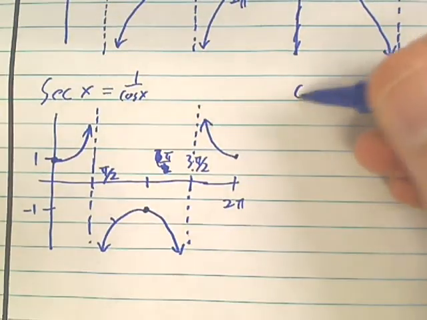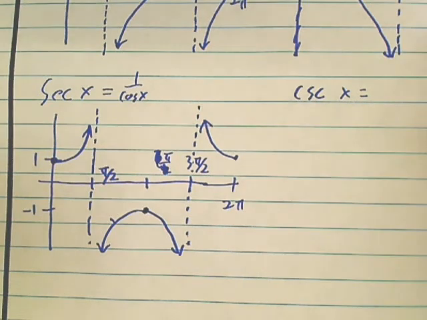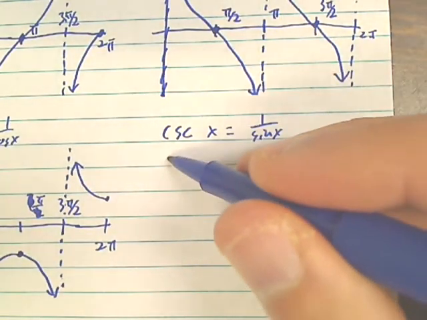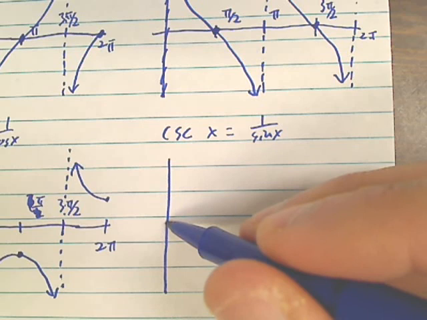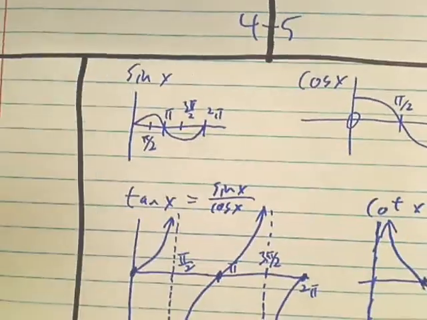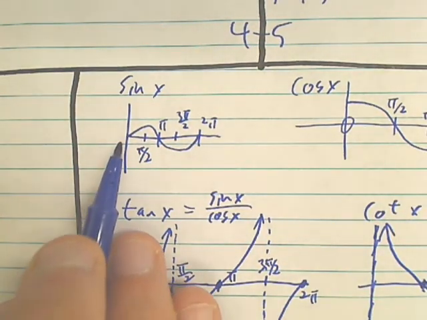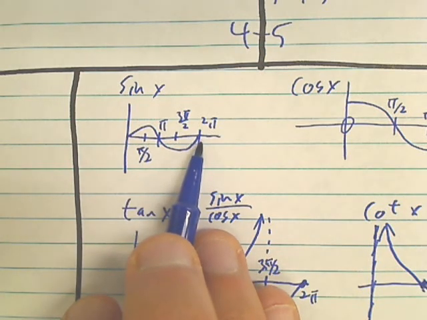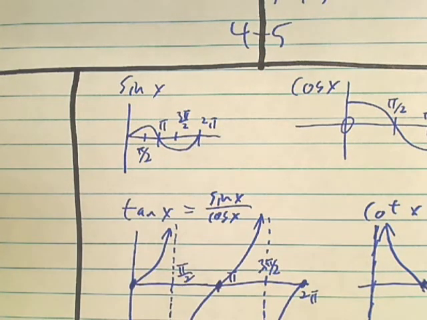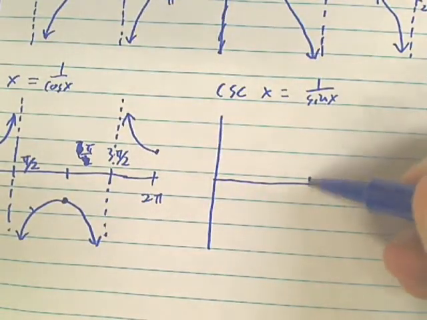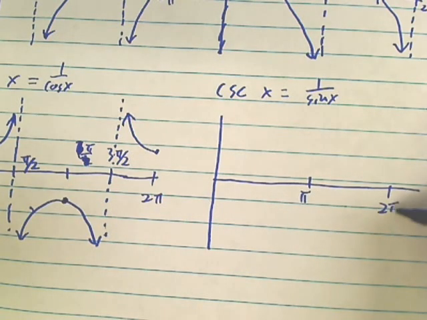Last one is cosecant. Cosecant is 1 over sine of x. To graph this one, let's look at the sine graph. I'm going to be a little more constructive here. Anywhere where sine is 0, I'm going to do 1 over 0. That'll be a vertical asymptote. So at 0, pi, and 2 pi, I'm going to have vertical asymptotes, because I'm dividing by 0 at those points. It's 1 over whatever that value is.